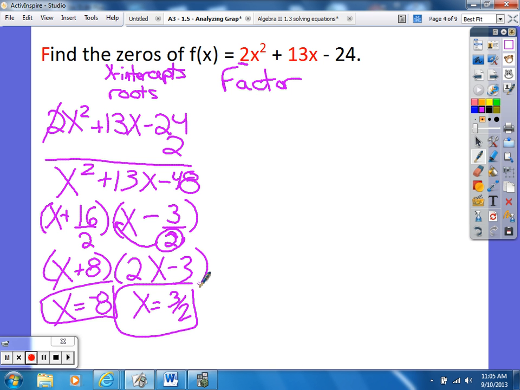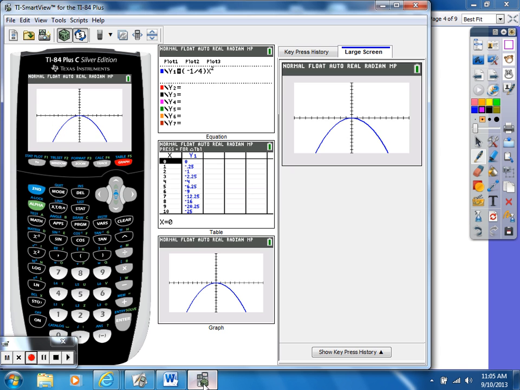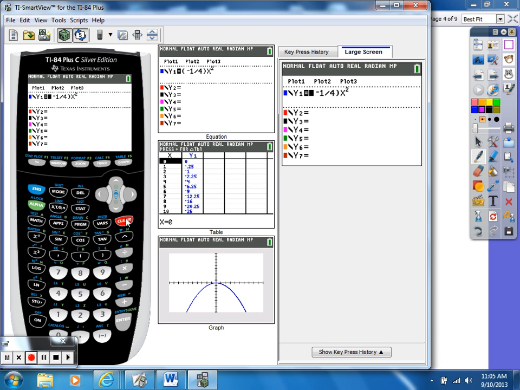Now, luckily you have a calculator in front of you. How nice is that? Calculator right now in front of you. So let's check it. How can I check this answer using the calculator? Plug them in? Okay, I could plug them in. But guess what? There's an easier way. How about let's graph it? Graph that equation. 2x squared plus 13x minus 24. So I'm going to graph that. 2x squared plus 13x minus 24.